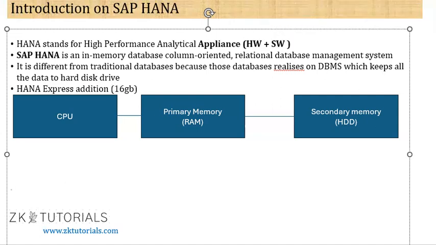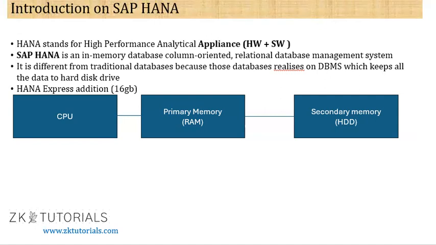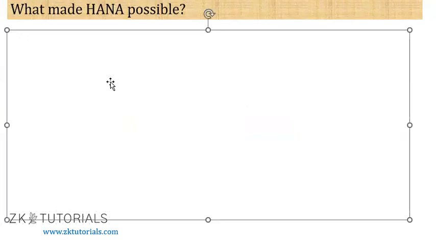Okay, so now let's move on. What made HANA possible? What was the use? HANA was basically two things: one is hardware and another is software. So, let's first see hardware.